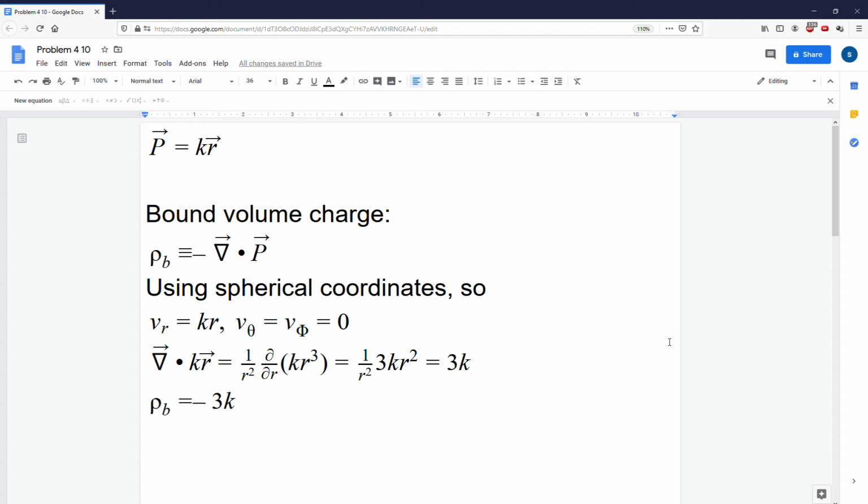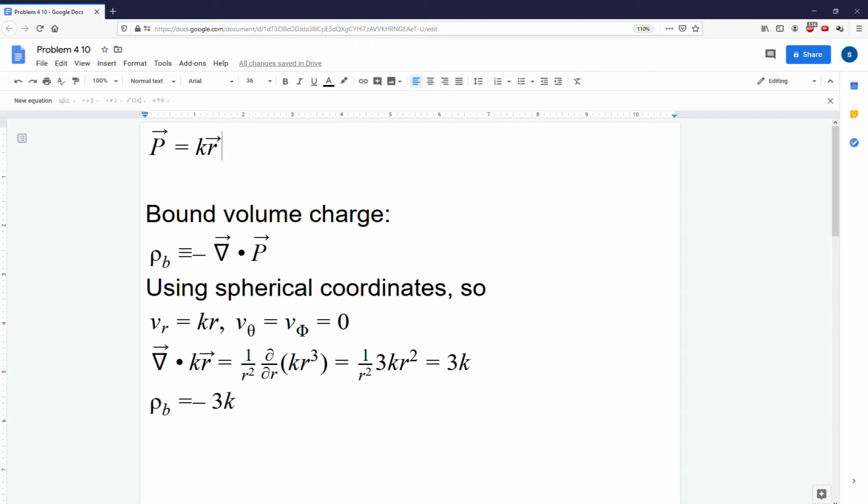Problem 4.10. A sphere of radius R carries a polarization P of r equals k r. A. Calculate the bound charges, and B. Find the field inside and outside the sphere. So first, to calculate the bound charges, we can use equations 4.11 and 4.12.